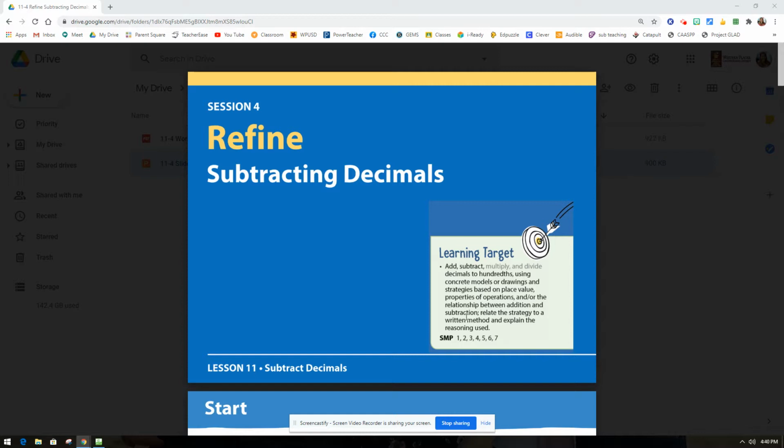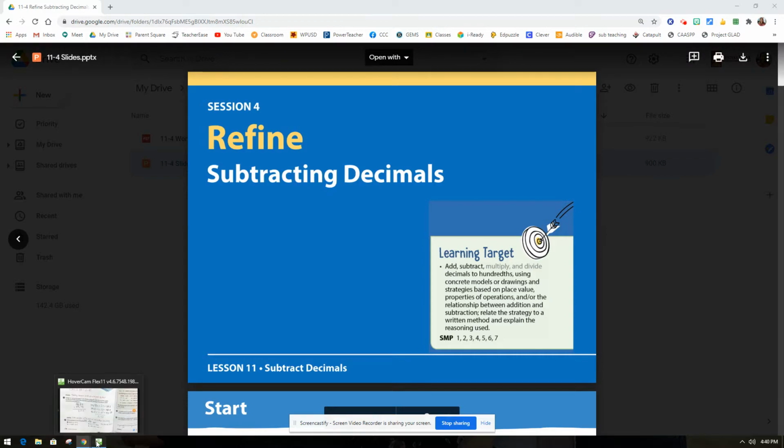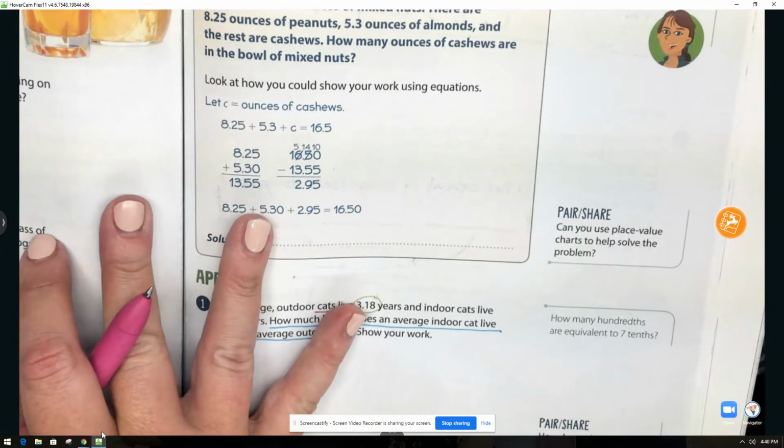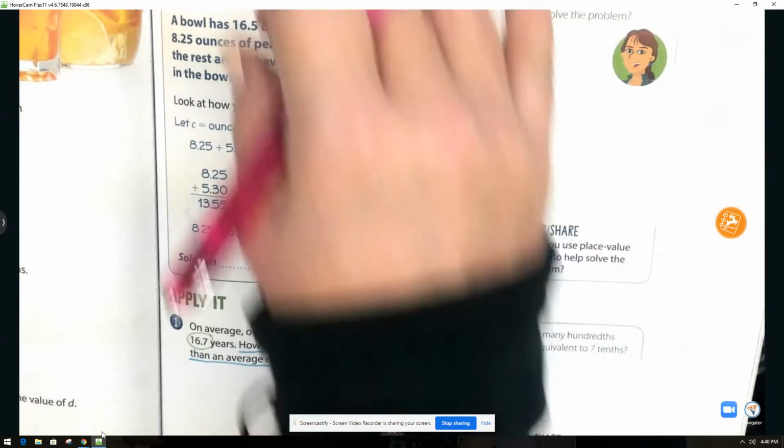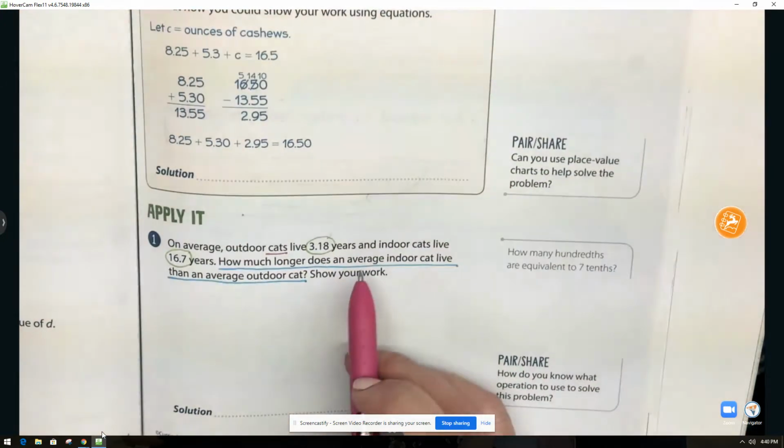So we're going to be working in our math workbook on pages 221 through 224. So go ahead and take out your Ready Classroom math workbook and turn your book to page 221. Okay, so we've got 8 problems that we're going to do today. The first problem is this.